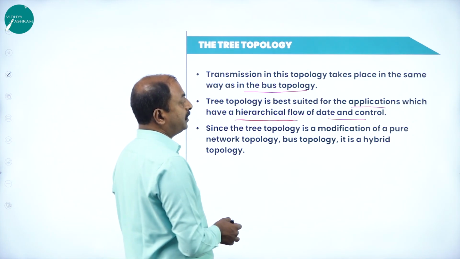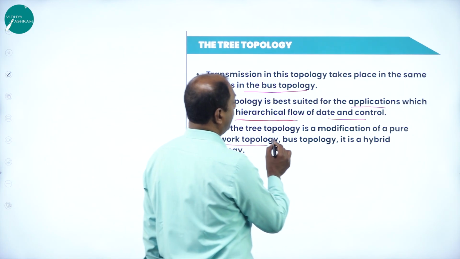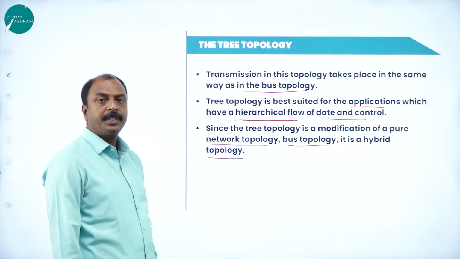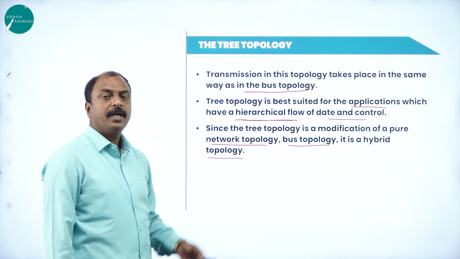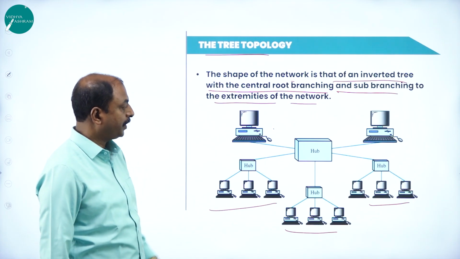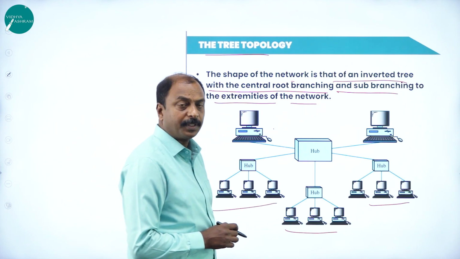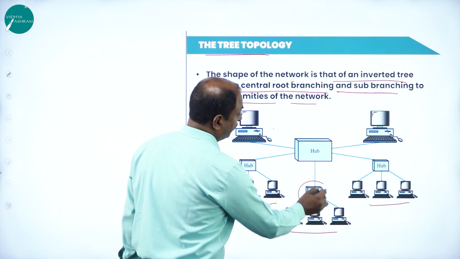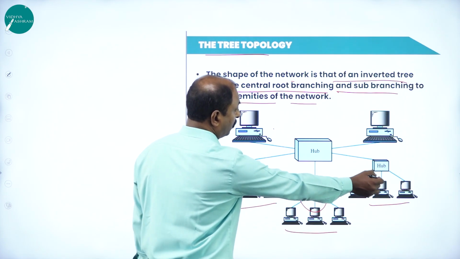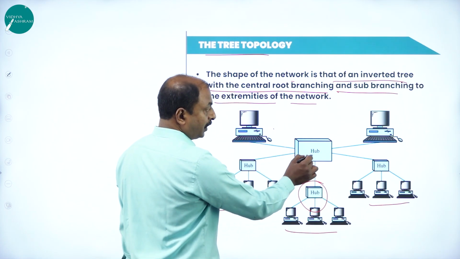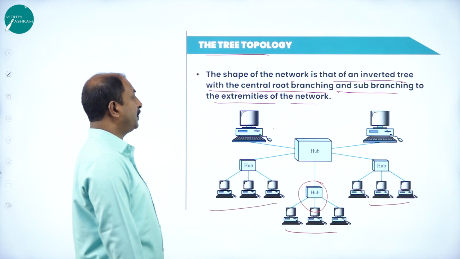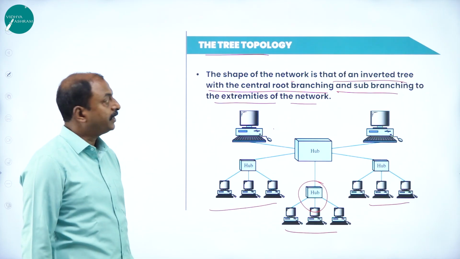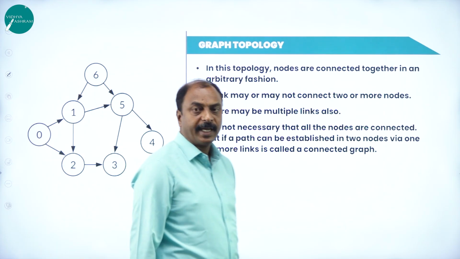Since the tree topology is a modification of a pure network topology, the bus topology, it is called a hybrid topology. So, tree topology is a combination of bus topology as well as star topology. If you look at the diagram here, what is star topology? Here all the nodes are connected to one central node. So this is an example of a star topology, and only one node is connected to this. So all these form a hybrid network or hybrid topology, a combination of 2 or more topologies. This is tree topology.